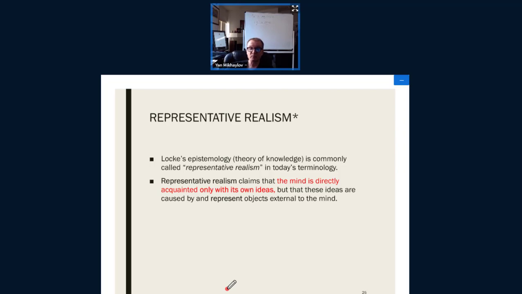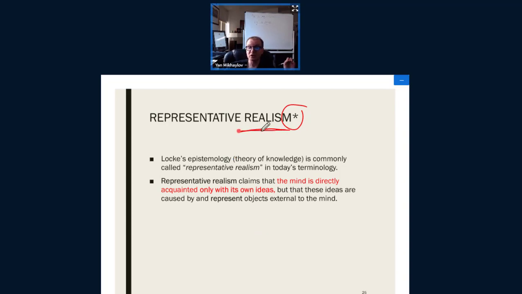Now, in general, the position of Locke is known as representative realism. Note that again, this is for the exam, you should know that. It's the claim that the mind is directly acquainted only with its own ideas. So note that this is what he is saying. Your mind has all these ideas. You have a direct access to them, right? They are in your mind. Whether or not these ideas correspond to reality, that's a different story.